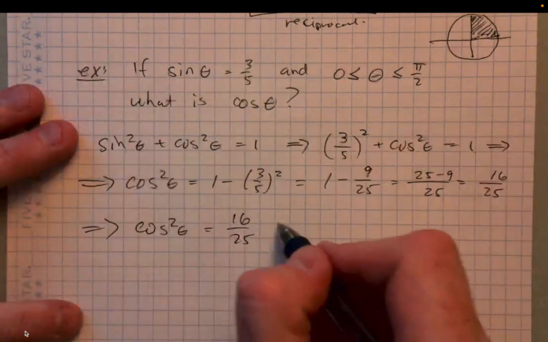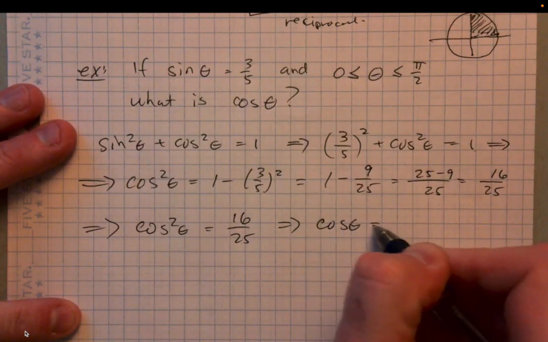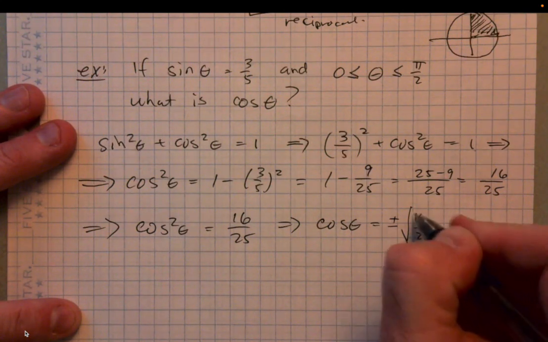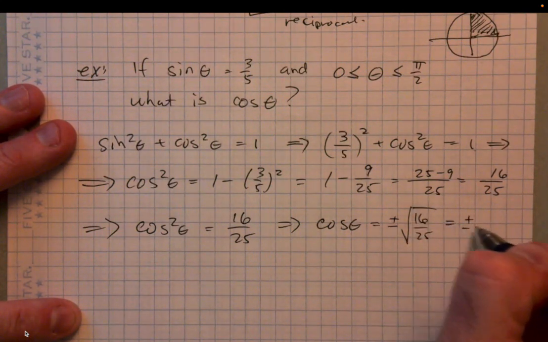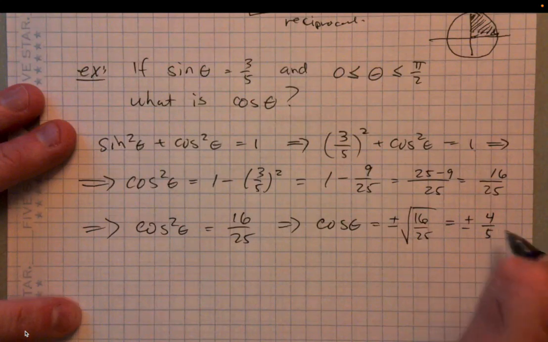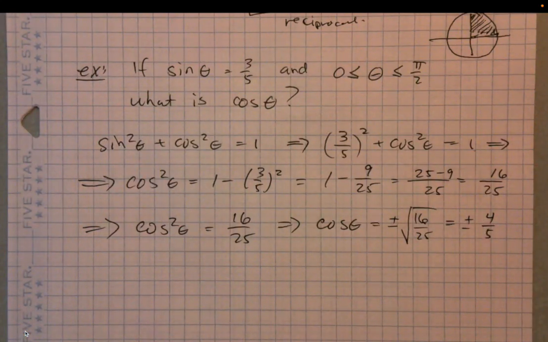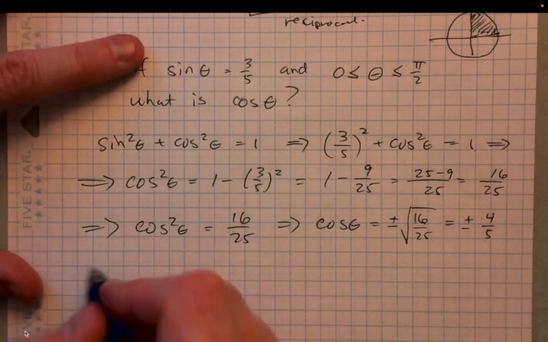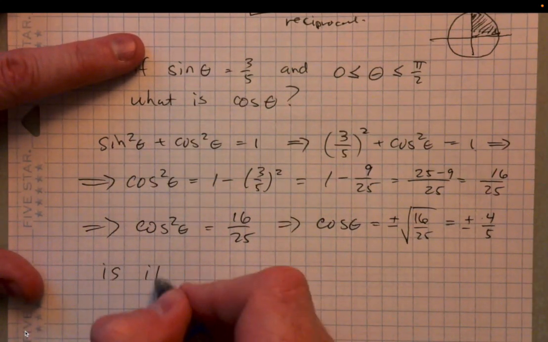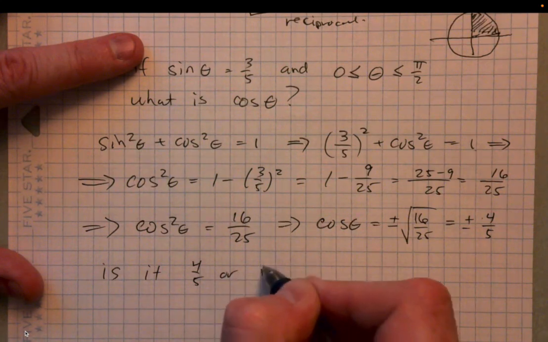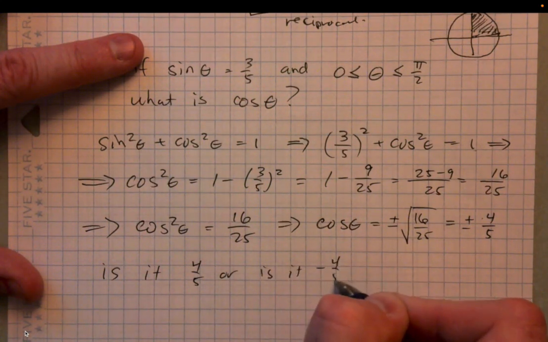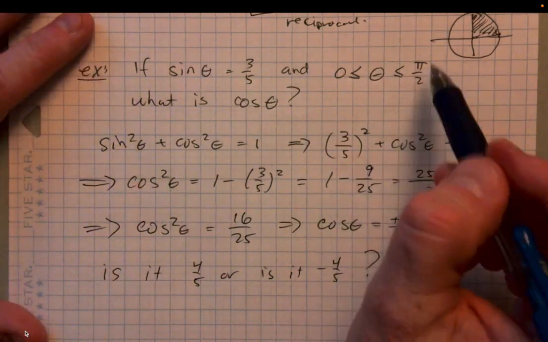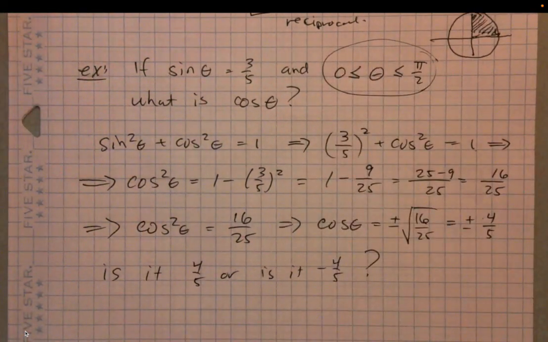And so that means that cosine of theta is equal to plus or minus the square root of 16 over 25, which is plus or minus 4/5. Okay, and so it's one or the other. It's either 4/5 or negative 4/5. So which one is it? Is it 4/5 or is it negative 4/5? How can we tell? Well, that's where this comes into play right here, right?